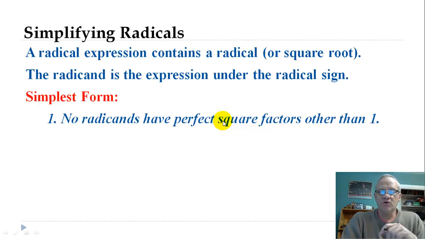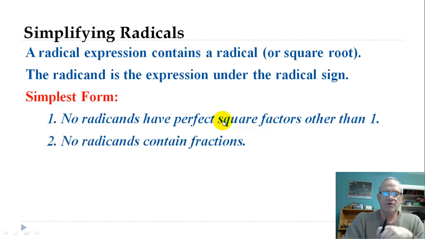Number one, you don't want a radicand to have any other perfect square factors other than 1. So if you can take what's under the square root and get a perfect square out of that, you're going to do that. Okay, that's what we're going to talk about today.